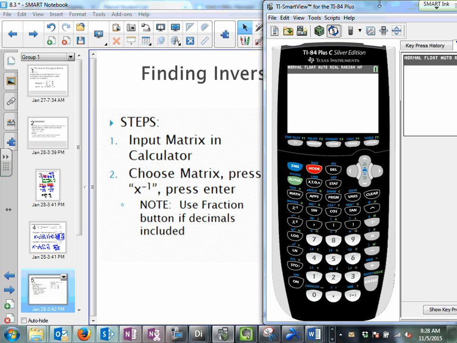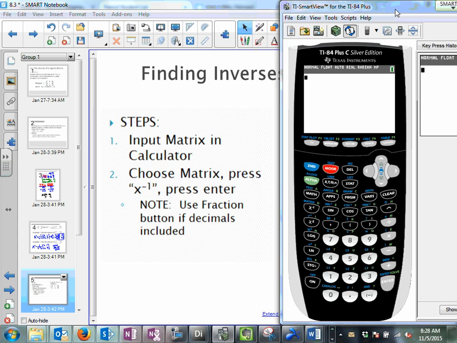Now we want to find the inverse. So we need to call up our matrix. Please call up A. You see how you have this x to the -1 button? That means inverse. Everyone finding it all right? Just do the carrot, the -1.